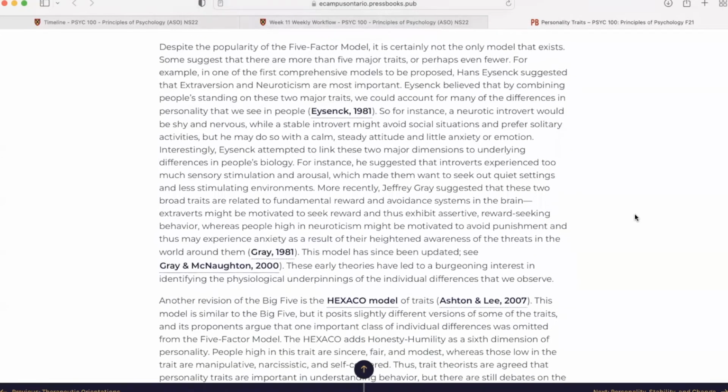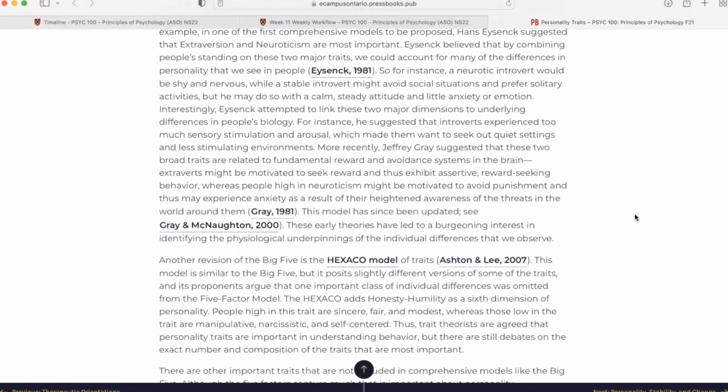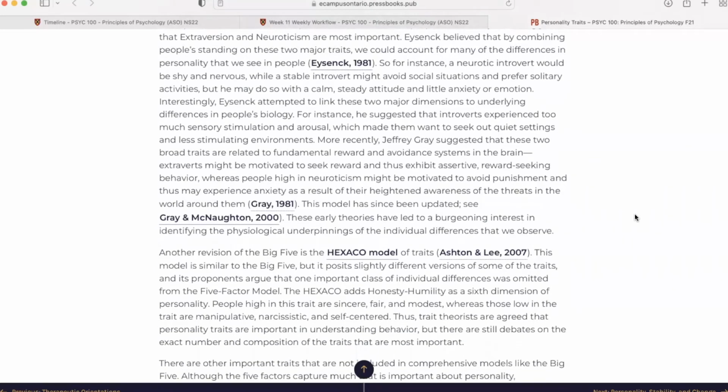So, for instance, a neurotic introvert would be shy and nervous, while a stable introvert might avoid social situations and prefer solitary activities, but may do so with a calm, steady attitude and little anxiety or emotion. Interestingly, Eysenck attempted to link these two major dimensions to underlying differences in people's biology. For instance, he suggested that introverts experience too much sensory stimulation and arousal, which made them want to seek out quiet settings and less stimulating environments.